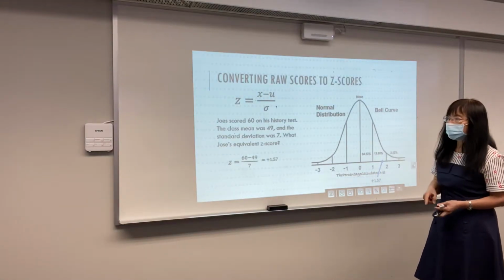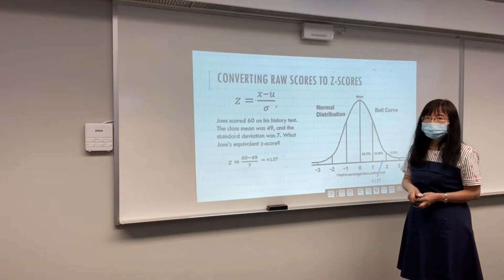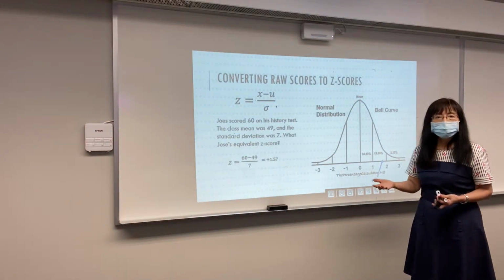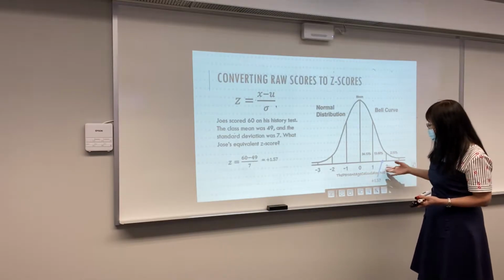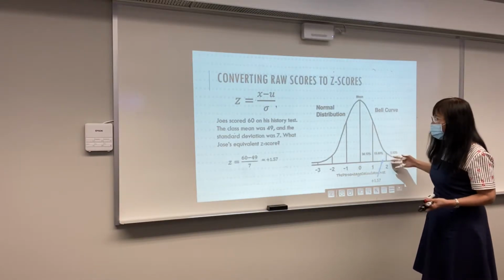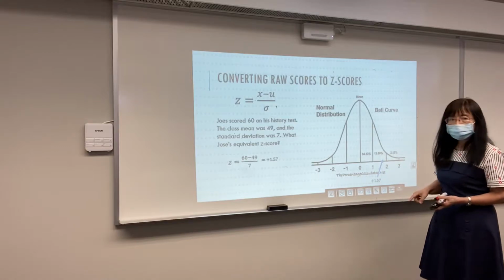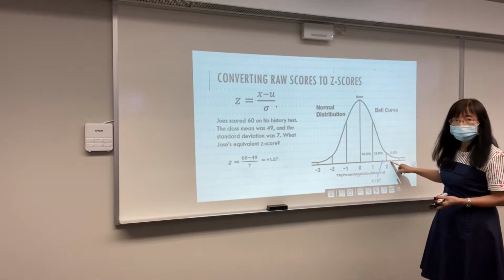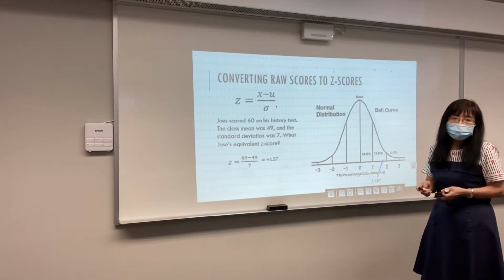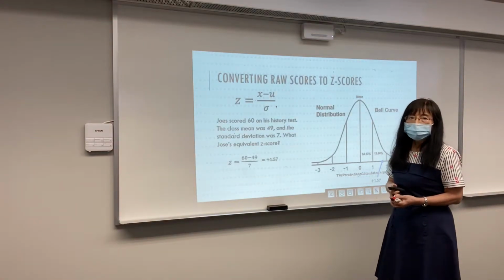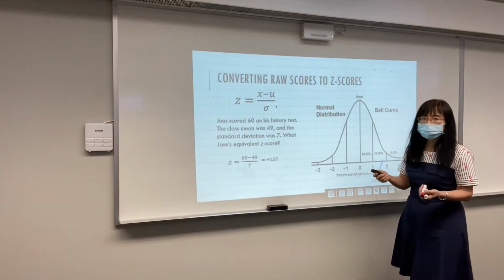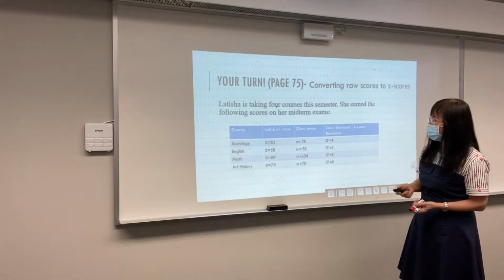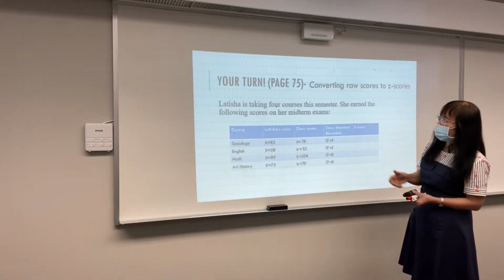Originally Joe may be very disappointed to know he only got 60 from his test. But if you compare with your whole class, it's actually pretty good, very close to this side. That's the purpose of this score, so you can compare with your peers and know what your performance looks like. Now it's your turn.